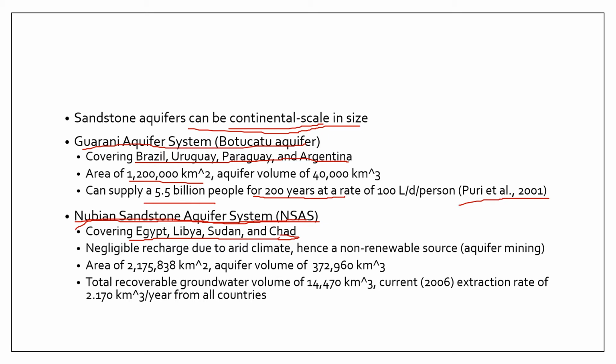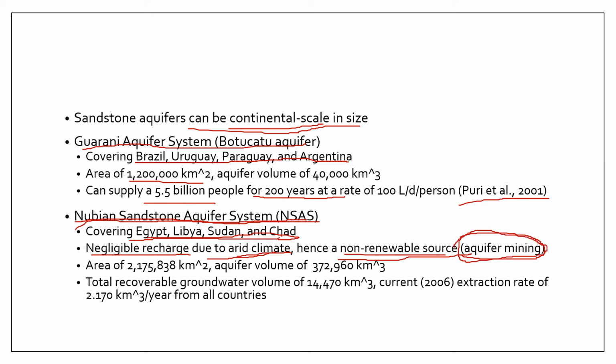And this aquifer is huge, but due to the arid or dry climate in this region, the aquifer actually has a negligible amount of recharge. So it's getting some recharge, but people can't really rely on that recharge to replenish the aquifer. So this aquifer system is treated as a non-renewable source. Okay, so every amount of water that they get from this aquifer is actually aquifer mining.